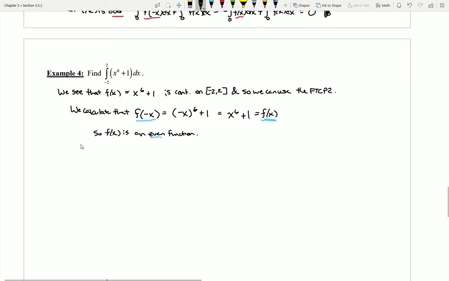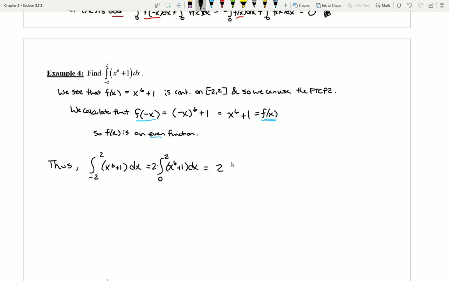So what I know is the following. I could then say that the integral from -2 to 2 of x to the 6th plus 1 times dx is equal to doubling the integral from 0 to 2 of x to the 6th plus 1.